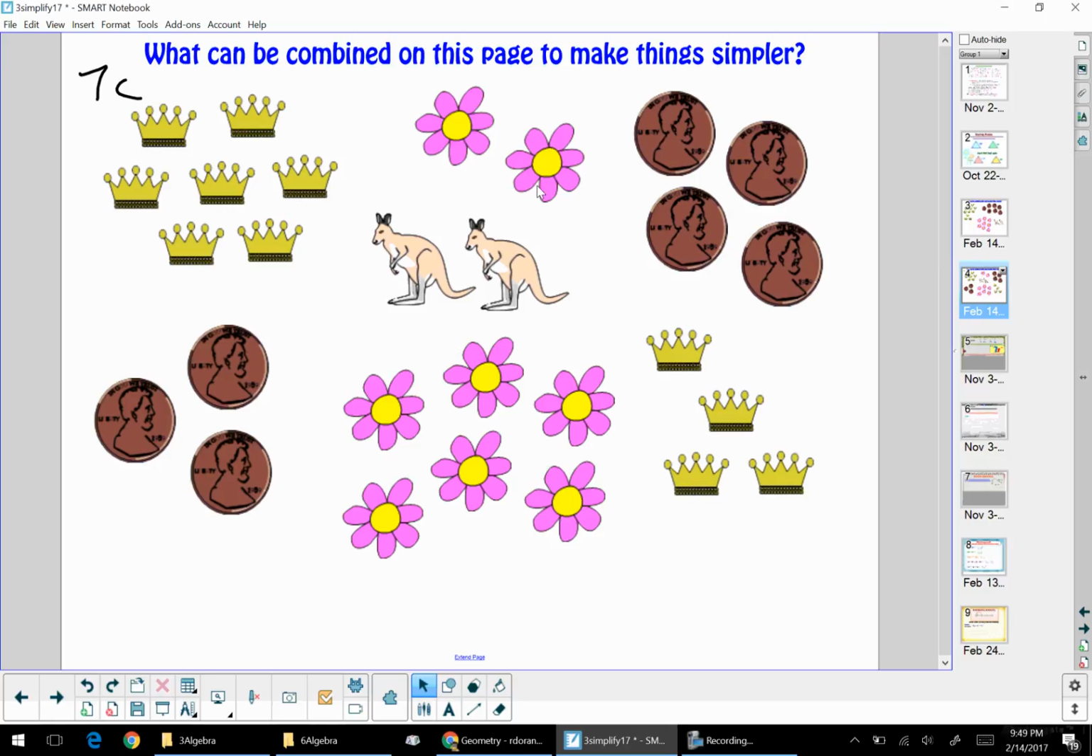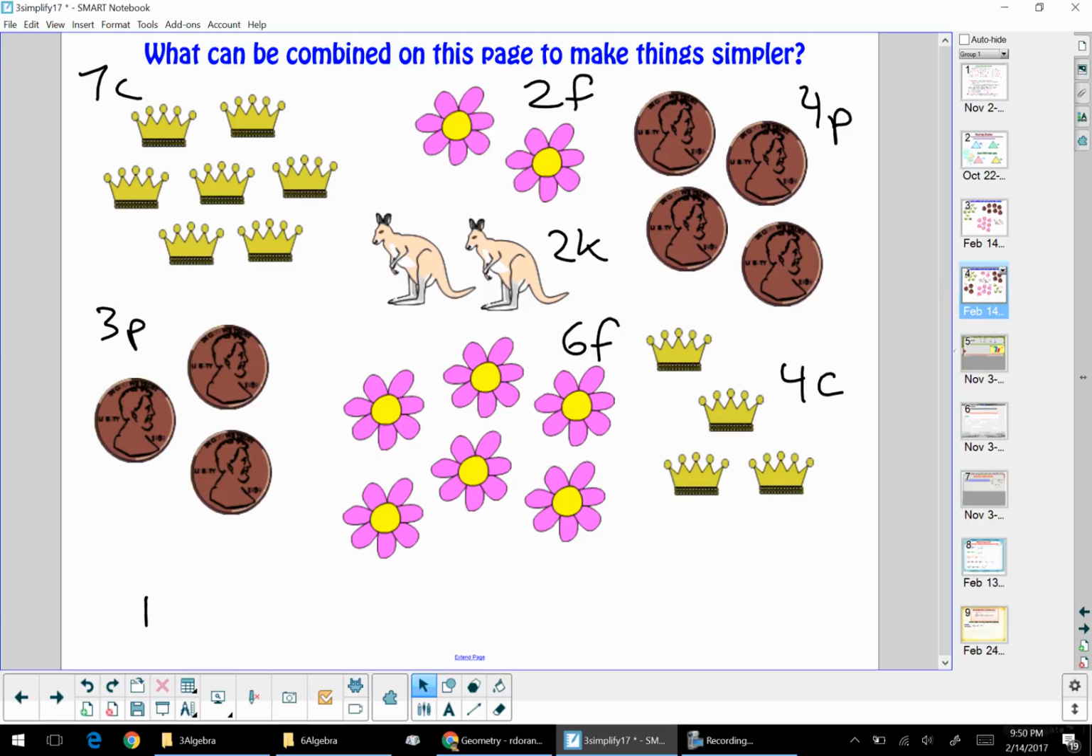And over here I have my two flowers, so I'm going to call that 2F, F representing flowers. And over here I have pennies, so I'm going to call this 4P because P for pennies, and I have four of them. Down here I got 3 pennies, so I'm going to make this 3P. And I can make this group down here, since I have 6 flowers, 6F. My 2 kangaroos up here are going to be 2K. And my 4 crowns down here are going to be 4C. So with these groups, algebraically speaking, I have every single group represented.